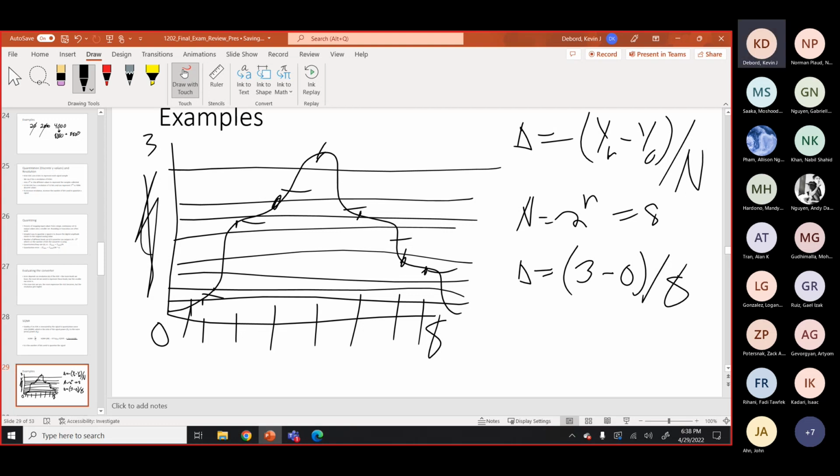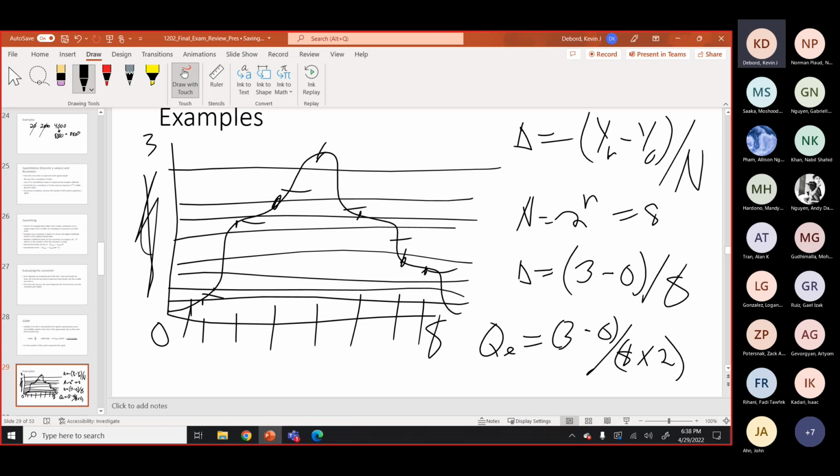So then what would our quantization error be? Right? So that'd be 3 minus 0 over 8 times 2. That is supposed to be across. Right? 8 times 2. Okay. Seems good enough to y'all?